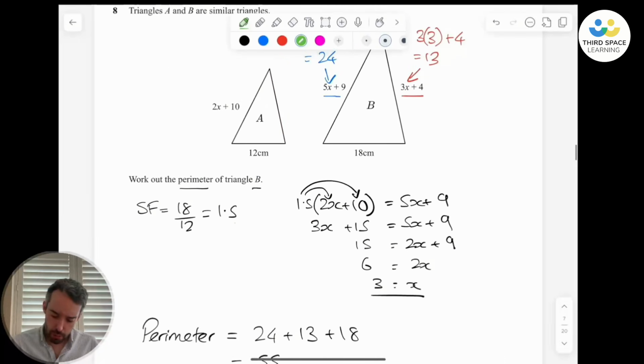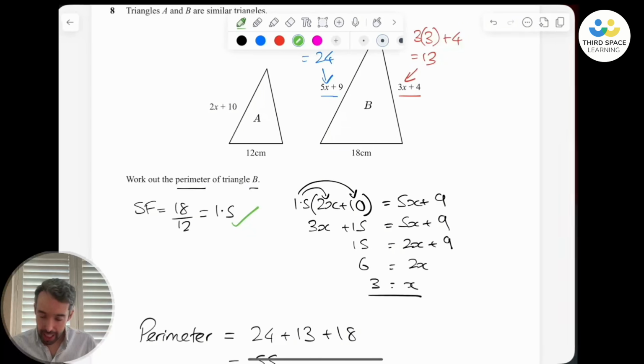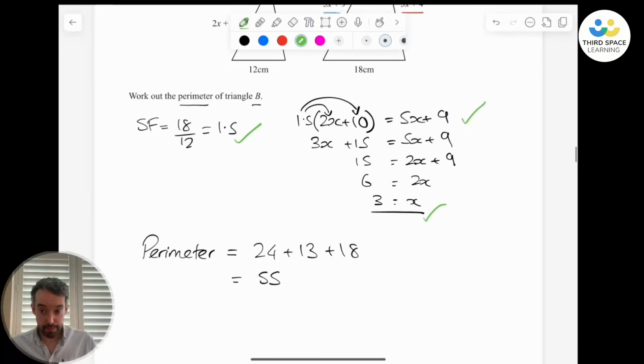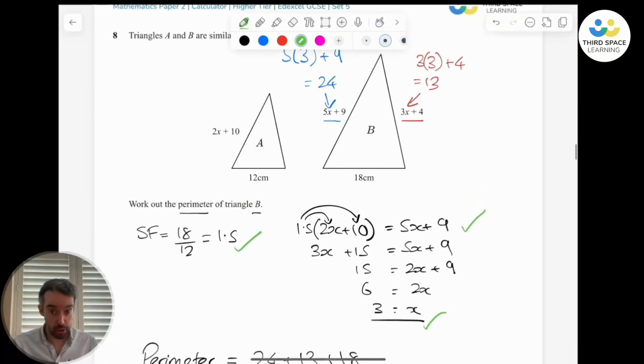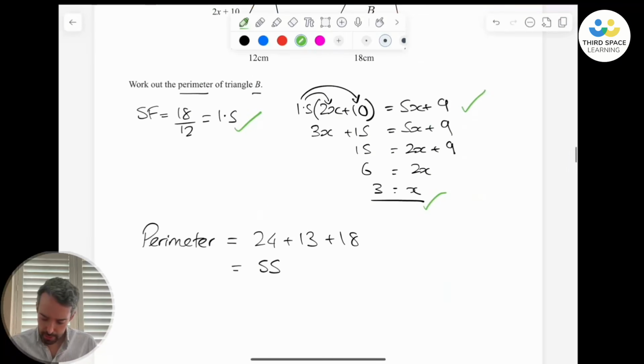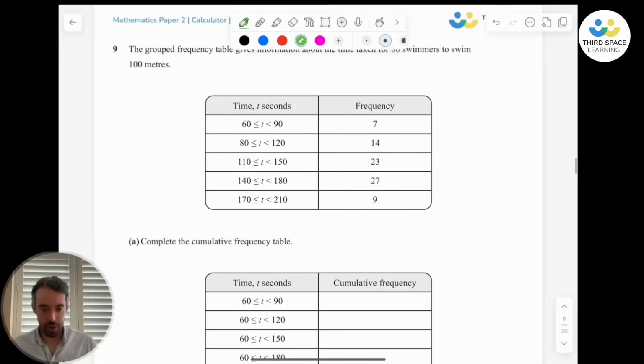So we're going to get 1 mark for the scale factor, 1 mark for multiplying it through here in an equation, 1 mark for x, 1 mark for substituting your value of x into these 2 values, and 1 mark for the final answer. Okay, right, number 9.